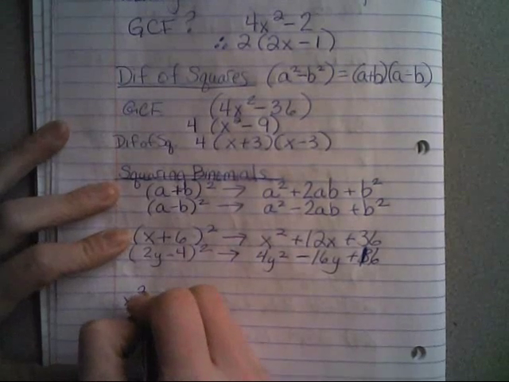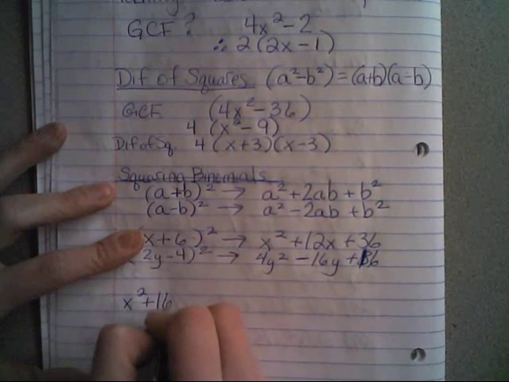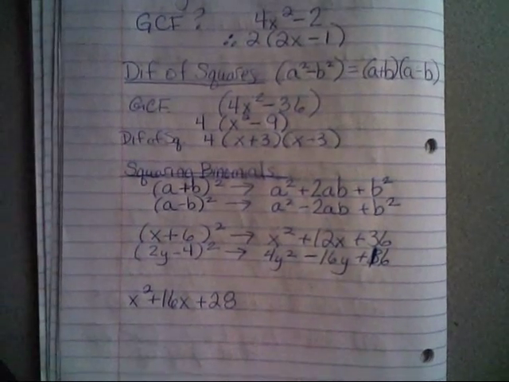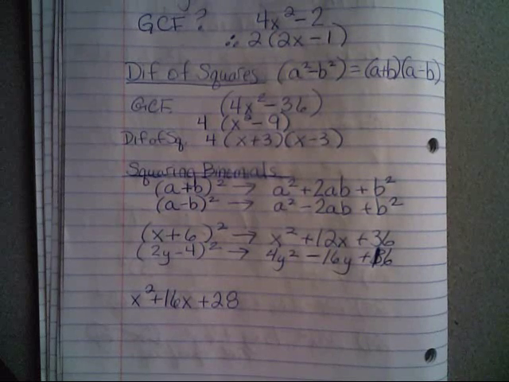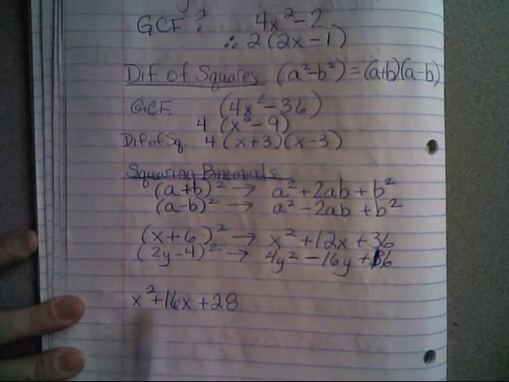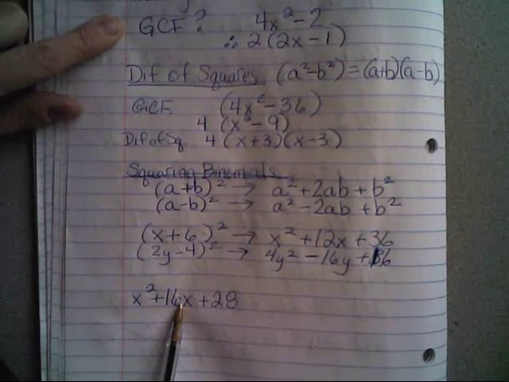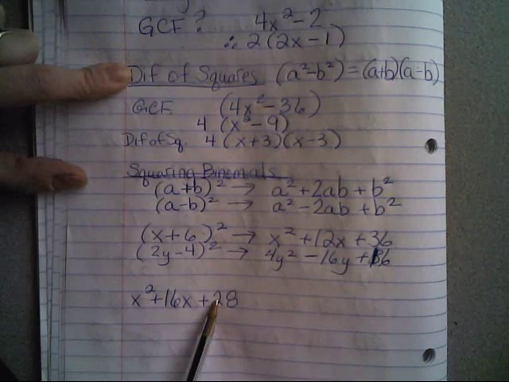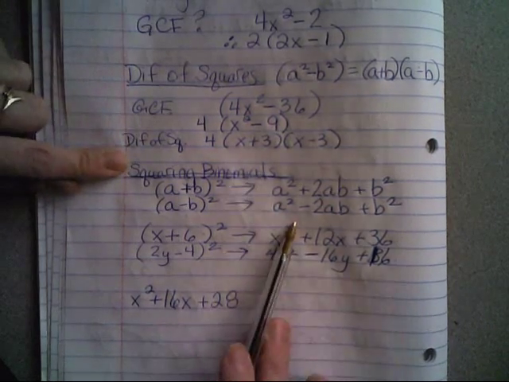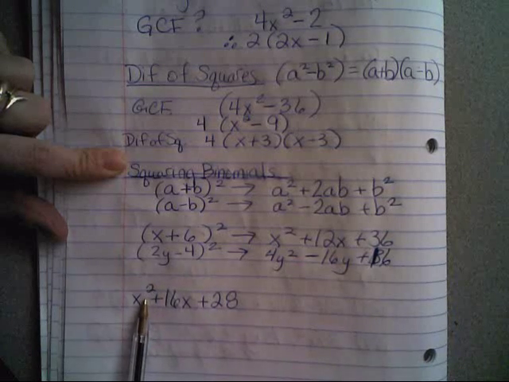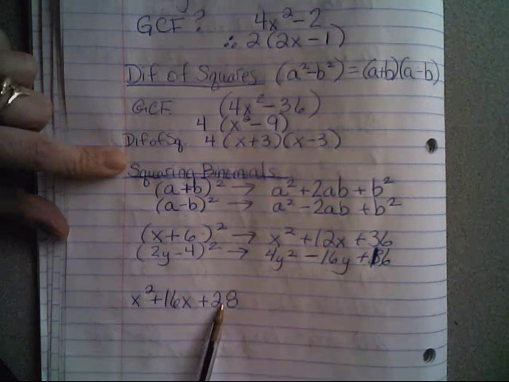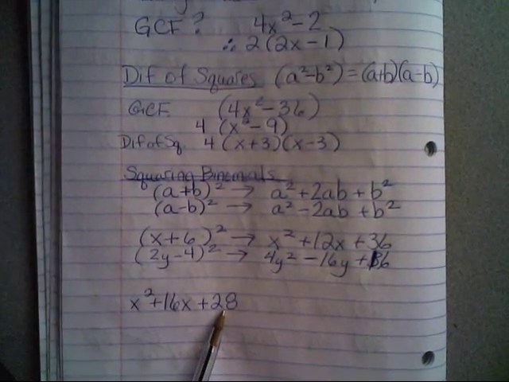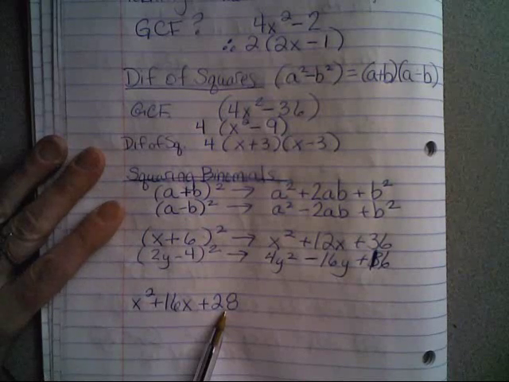x squared plus 16x plus 28. Take this for example. Is there a greatest common factor that can come out of all three? No. Is this the difference of two squares? No, Mrs. Myers, it's a trinomial. Is it possibly a perfect square? Let's check. Is the first component a perfect square? Yes. Last component? No. That doesn't mean you're done. That means you move on to this new uncharted territory that I'm about to share with you.